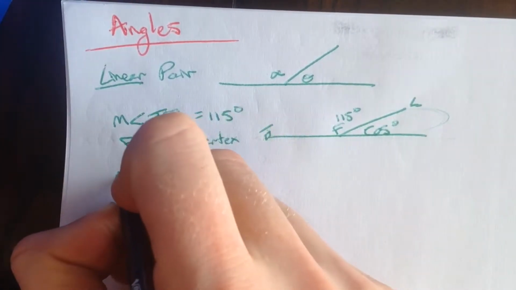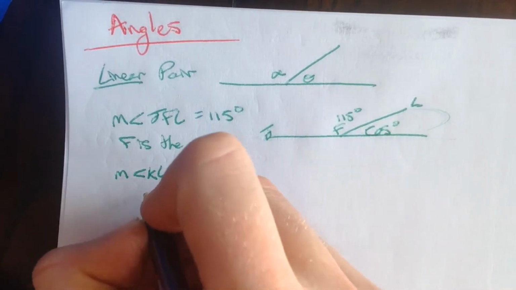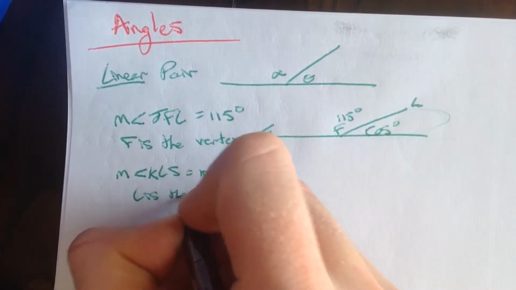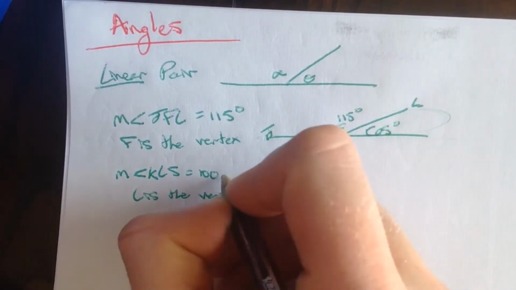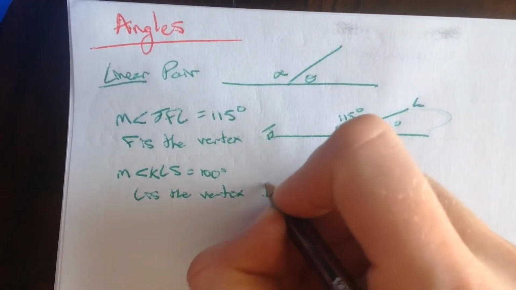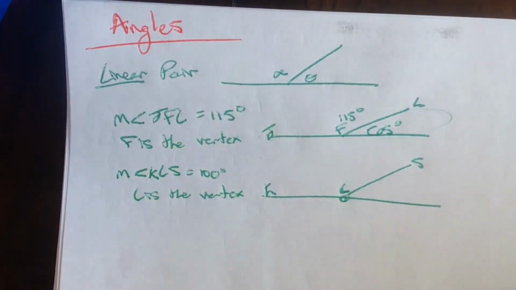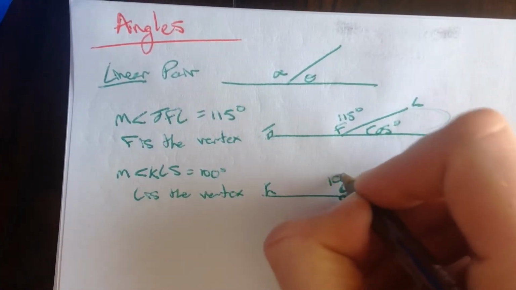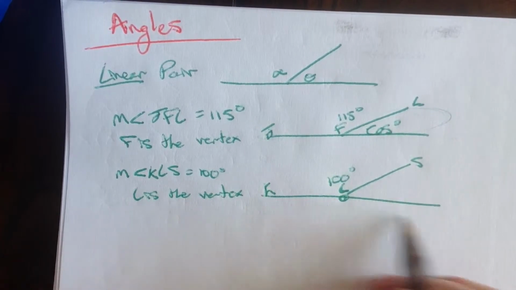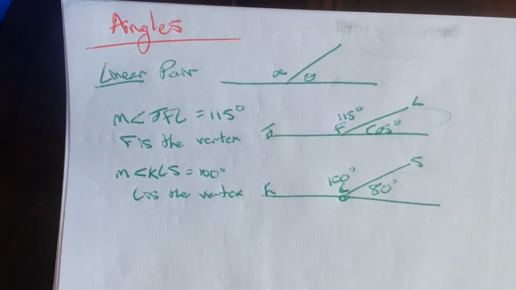So if I'm given that the measure of angle KLS is equal to 100, and that L is the vertex, and I know that it forms a linear pair, then I can say, well, I have KLS, because L is at this vertex at this point. It has 100 degrees here, so if this whole thing is 180, then this spot must be 80 degrees.